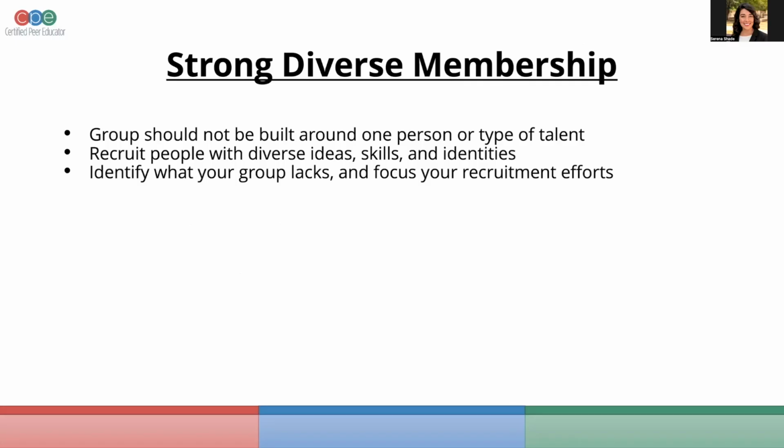So strong, diverse membership is the first quality of a successful group. We want to be diverse in social identities and skill sets. A strong group cannot be built on just one person or one type of talent. We couldn't have all females in our group because then we wouldn't be able to reach the male perspective of what's going on at Texas Tech. So we should work to identify, even in our small groups, what we lack, so that we can reach the entire student body.